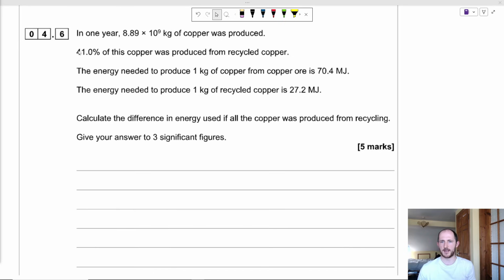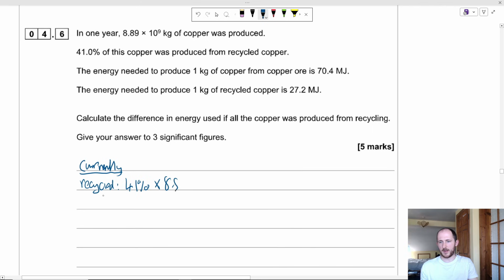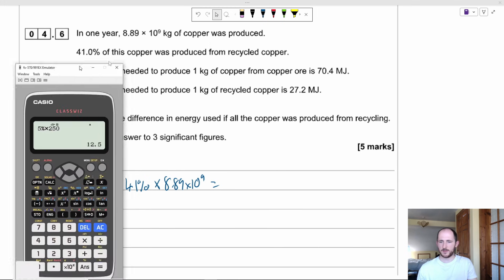So what I'm going to do is say in this year, so let's say currently, we're going to work out how much energy was required to produce this amount of copper. 41% was from recycled copper. We can do this in multiple steps or in one big one, so I'm going to do it in multiple steps. Let's do the recycled first. First of all, we have 41% of the mass produced by recycled copper. So we're going to do 41% of, times 8.89 times 10 to the power of 9. I'm going to put it in brackets, although you don't technically have to.